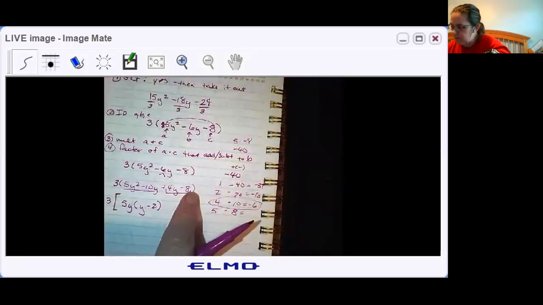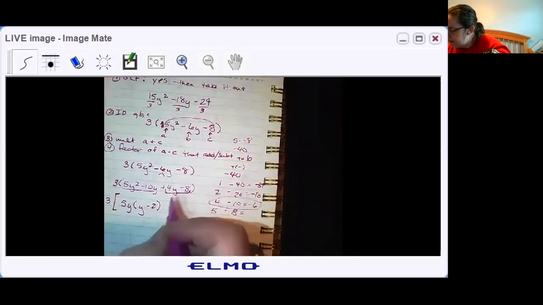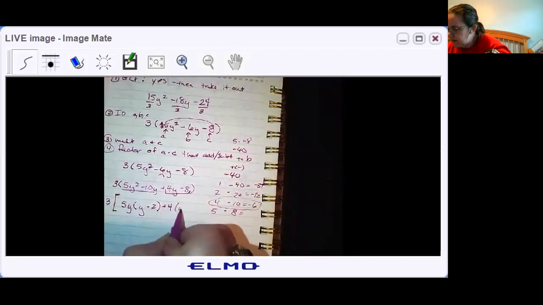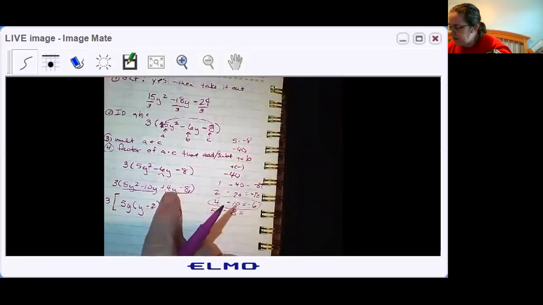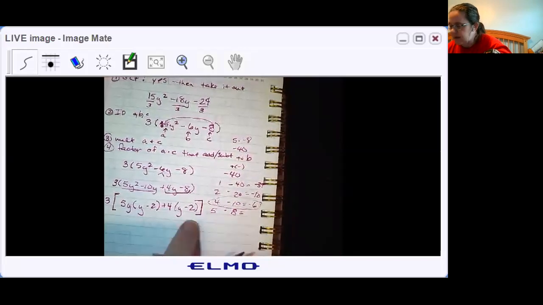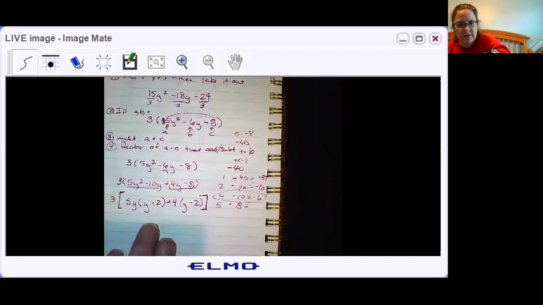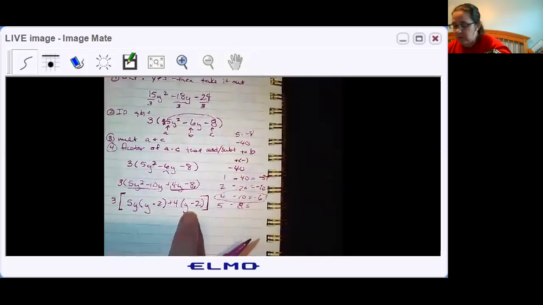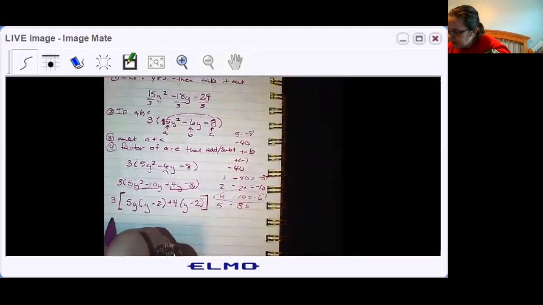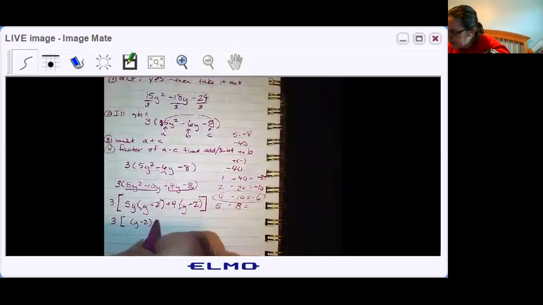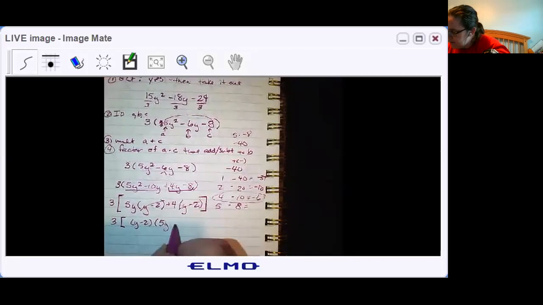4y minus 8. Well, 4 and 8 can both be divided by 4. 4y divided by 4 leaves a y behind. Negative 8 divided by 4 is a negative 2 behind. Now look just inside the brackets. Inside the brackets, do we have anything that they have in common? I've got y minus 2 here, and I've got y minus 2 here. So now, inside that bracket, I've got a y minus 2 that can come out, and then I have left 5y plus 4.